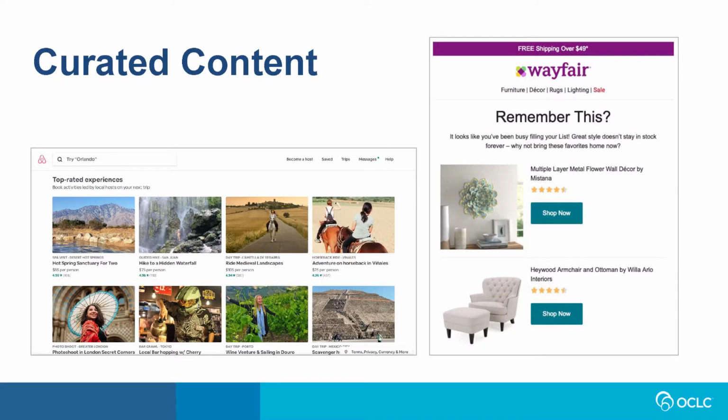Another evolving expectation of users is curated content. Now, libraries do this really well, but maybe in a different way. Companies, again, like Airbnb and Wayfair, use it to keep their brand top of mind, as well as show their added value and curation of content to the user. So it's an added service to show their value to the user.